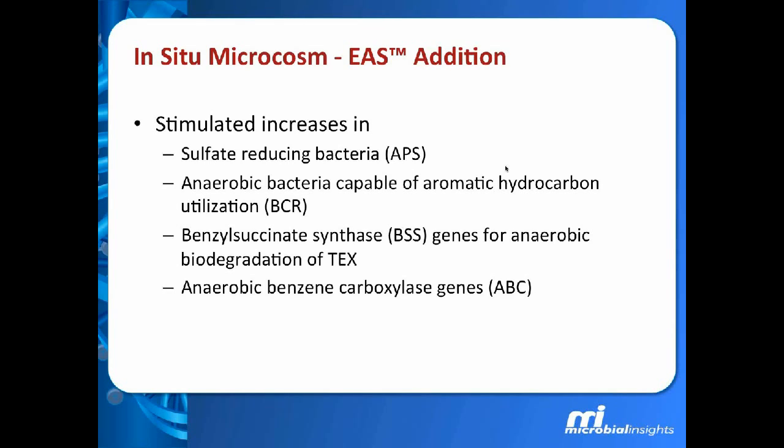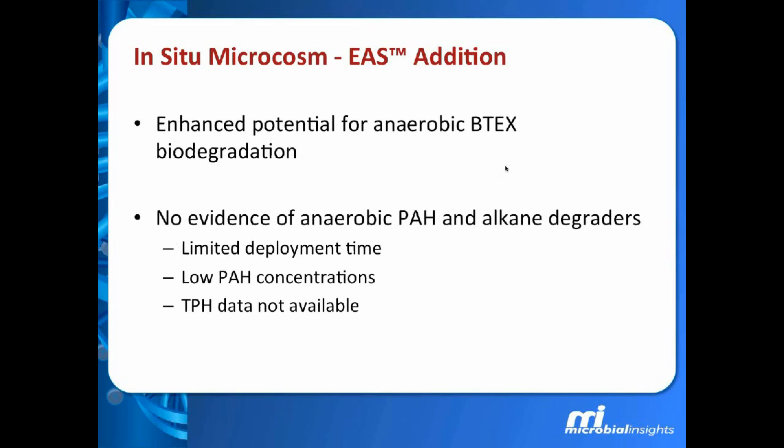We also saw an increase in MW19 of BSS, which initiates anaerobic biodegradation of the alkyl substituted benzenes by the fumarate addition. And finally, in MW23, where benzene was the primary contaminant, EAS addition stimulated growth of bacteria harboring those anaerobic benzene carboxylase genes. So we have anaerobic benzene metabolism. So EAS addition stimulated growth of anaerobic BTEX degrading bacteria. That's really what we wanted to see, so that's great because BTEX was the primary contaminant of concern.